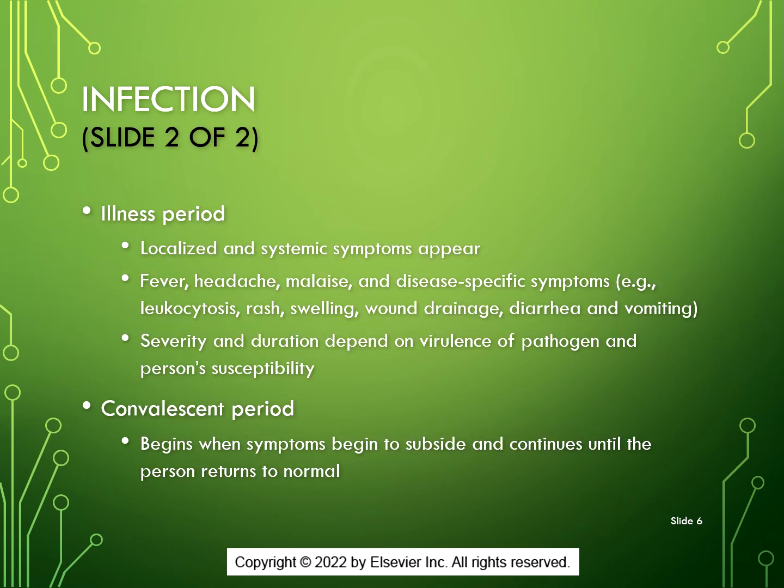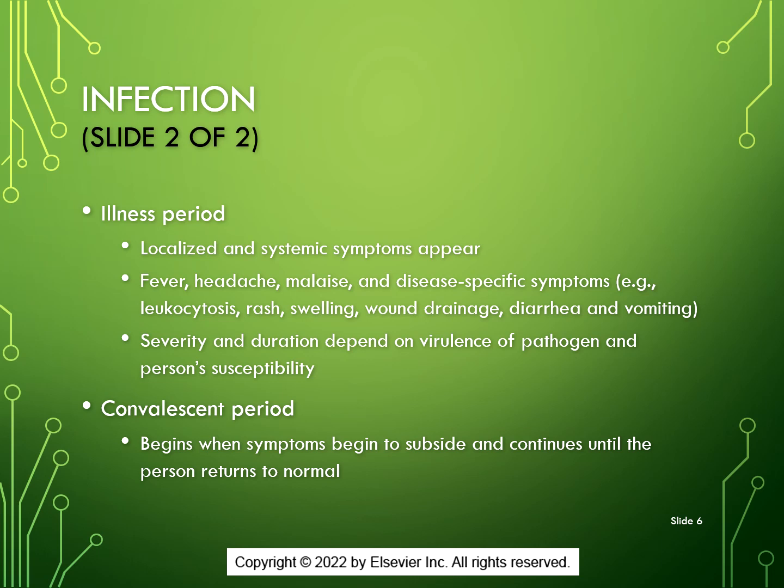During the illness period, localized and systemic signs and symptoms appear. Other specific signs of infection may be detected, such as a rash, swollen lymph nodes, leukocytosis, purulent wound exudate, diarrhea, and vomiting. The severity of the symptoms and the duration of the illness will depend on the virulence of the pathogen and the person's susceptibility to that microorganism. People perceive that they are ill, and they may seek professional care.